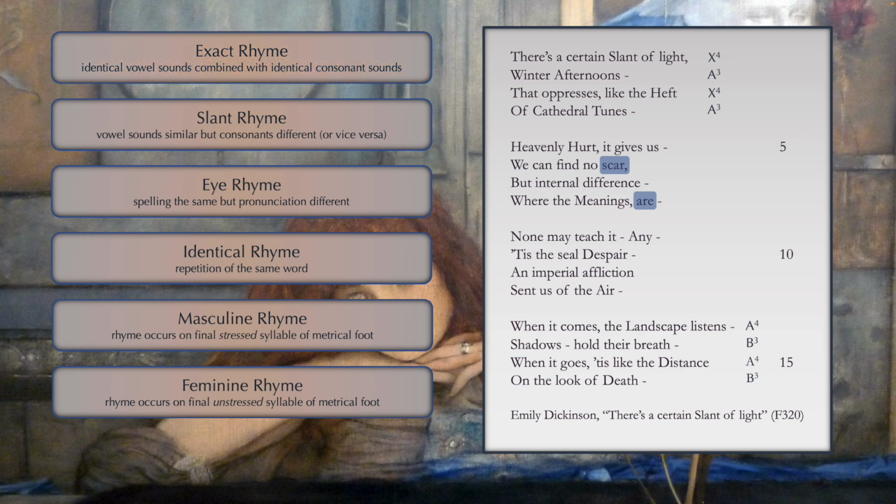We can go with slant rhyme next. And we're going to look at the last quatrain, the words listens and distance. They don't quite sound like a polished rhyme like scar and R. A little different there. The vowel sounds are a little different, with the E in listens and the A in distance. So good example of slant rhyme.